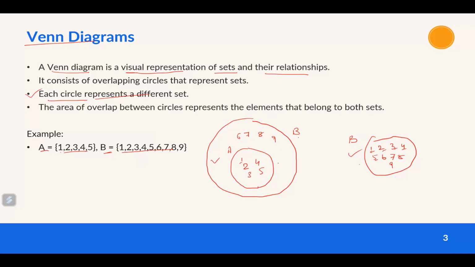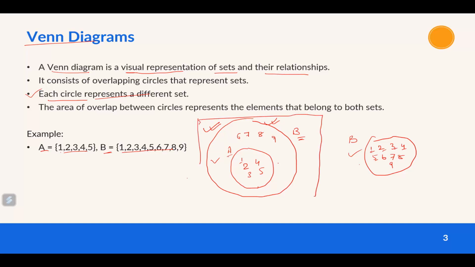So now see, set B consists of 1, 2, 3, 4, 5, 6, 7, 8, 9. All the elements inside the bigger circle are the elements of set B, and all the elements of set A are inside the smaller circle. So this is a representation of two sets when they are enclosed in one universal set.